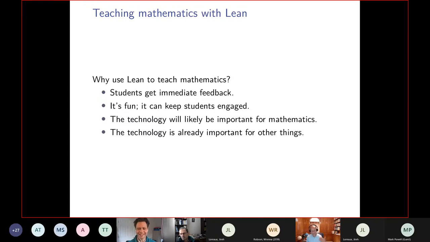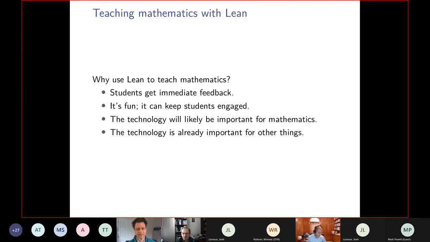And so it really can get students engaged when you're trying to beat the computer, and students will just keep at it for as long as it takes. I've argued that the technology will be important for mathematics. So if you believe that, then teaching them the technology is part of teaching them mathematics. And it's already being used for other things, as I said, in computer science and industry.